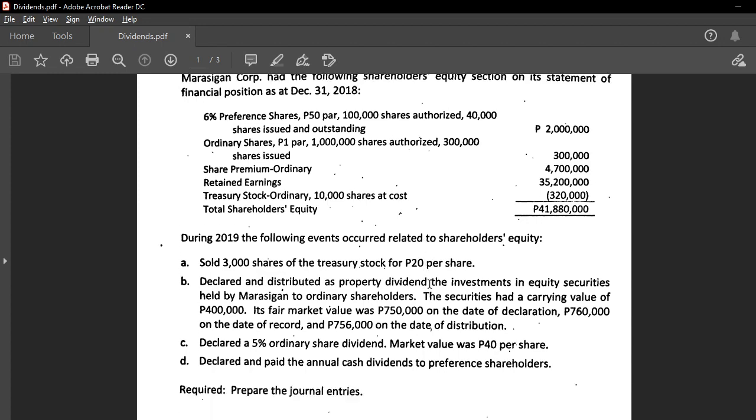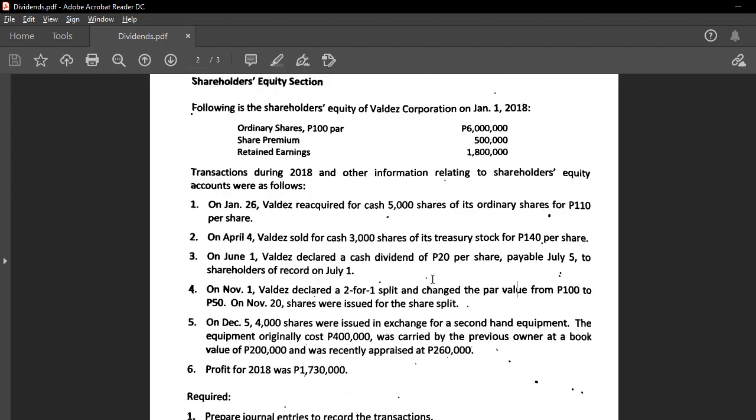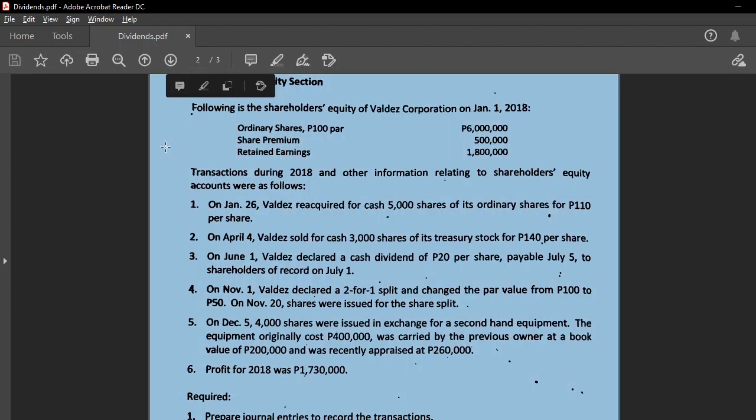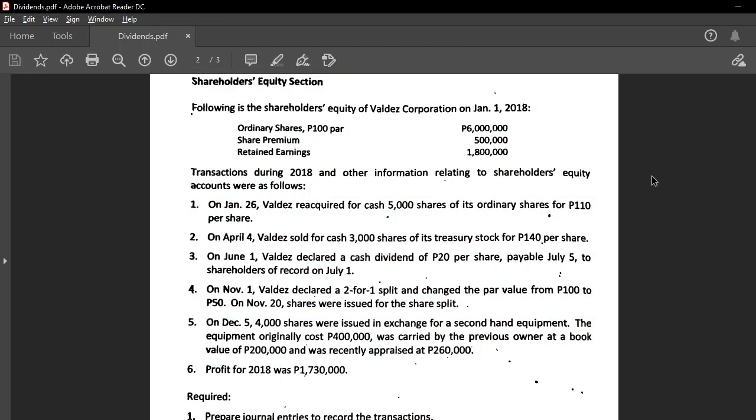2018. Okay, so we have here Valdez Corporation, and here are the opening balances of Valdez Corporation's equity accounts. And 2018 has the following transactions. First, January 26, Valdez reacquired, and that is treasury shares, 5,000 shares for cash for 110 per share.